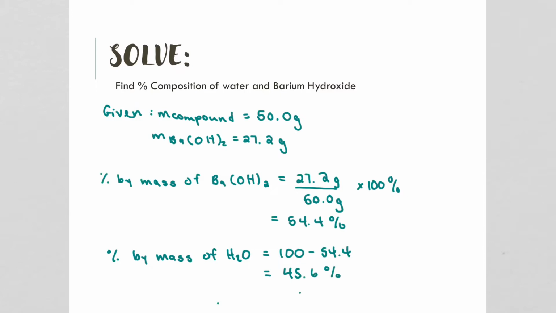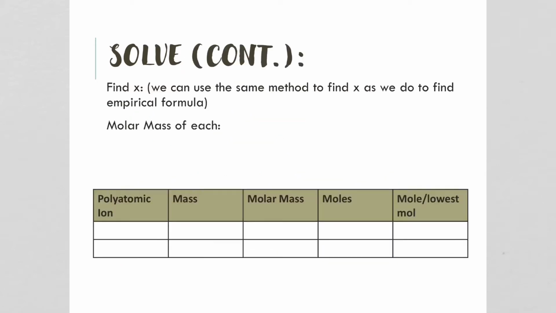So that's the first step you have to do when you're solving these types of problems. So you find out the percent by mass of the compound in the water, and then you find the percent by mass of the water alone. And then after that, we're going to take that and solve for the empirical formula. Just like you would do with empirical formula, we will find out how many water molecules are attached. So the next step we need to do is find X. So we can use the same method to find X as we do for empirical formula.